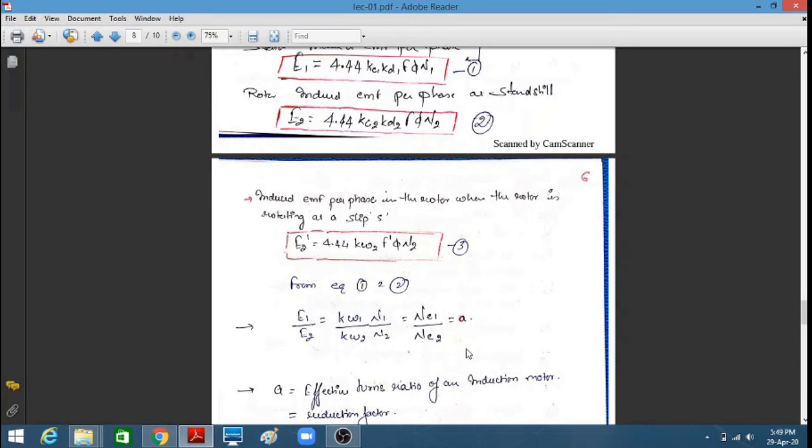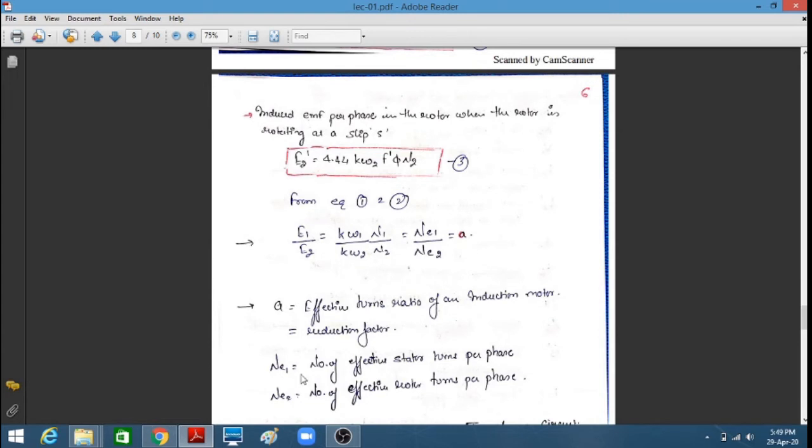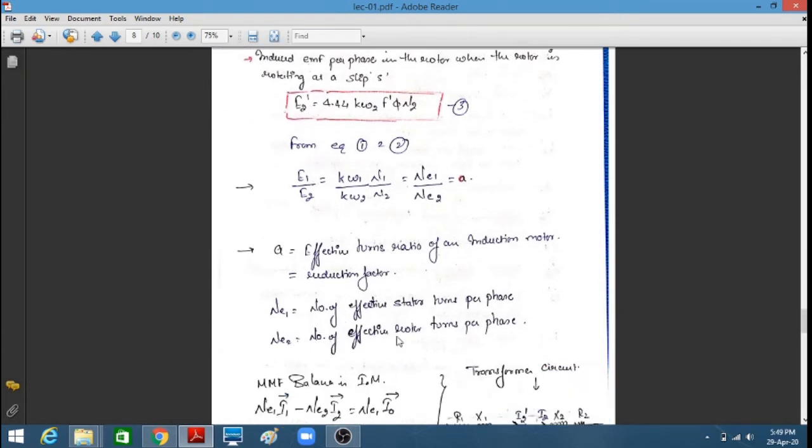So instead of transformation ratio, it is equivalent to that only, but there is one factor multiplied with the turns ratio, that is the effective turns ratio of an induction motor. In some cases, it is also called the reduction factor. Now we have defined Ne1. What is Ne1? What is Ne2? You can easily see this.